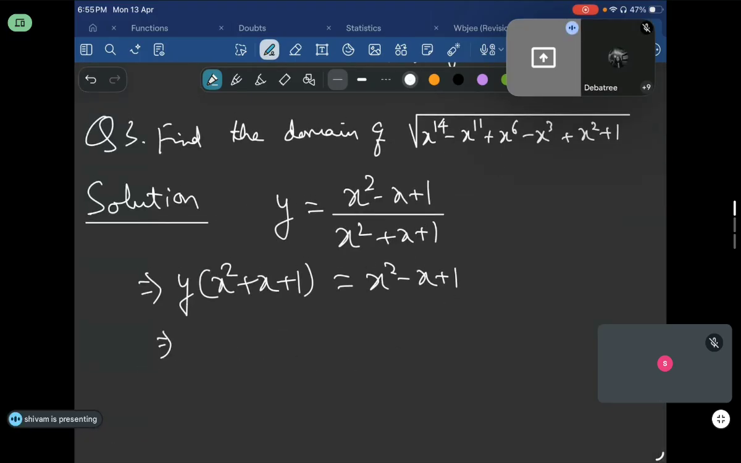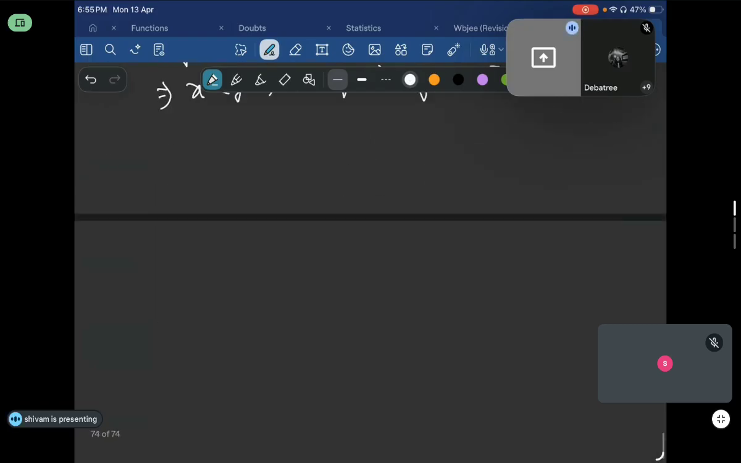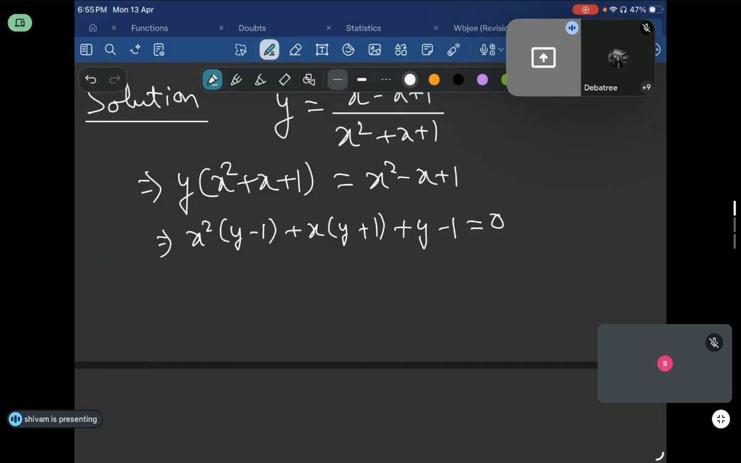From here, taking everything to one side, we'll get x square into y minus 1 plus x into y plus 1 plus y minus 1 is equal to 0. So see, it becomes a quadratic in x. But when will it be a quadratic? Abhipsha, can you tell me when will it be a quadratic? Over here, coefficient of x square is y minus 1. When will it be a quadratic? When y is not equal to 1, right? Yes, sir. So case 1, when y is not equal to 1, then only it is a quadratic.